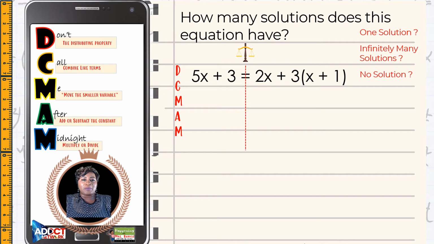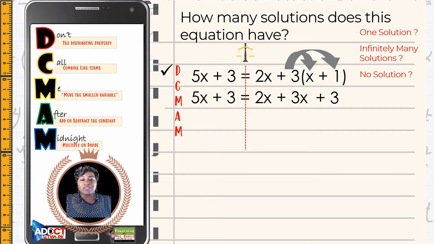Let's check for the distributive property. Can we distribute? Yes. There are parentheses. So we'll first multiply 3 times x, which is 3x. Then we'll multiply positive 3 times positive 1, which will leave us with positive 3. We'll bring everything else down to continue solving the problem.